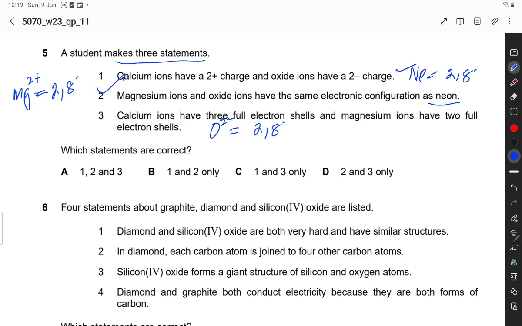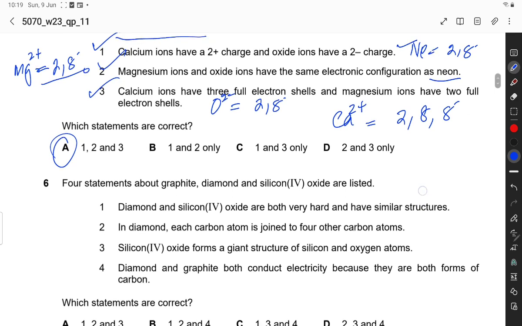Statement: calcium ion has 3 full electron shells and magnesium ion has 2 full electron shells. Yes, magnesium ion has 2 full electron shells while calcium ion has 3 electron shells. So this is also correct. Which statements are correct? 1, 2, 3 are correct. So A option is correct option.